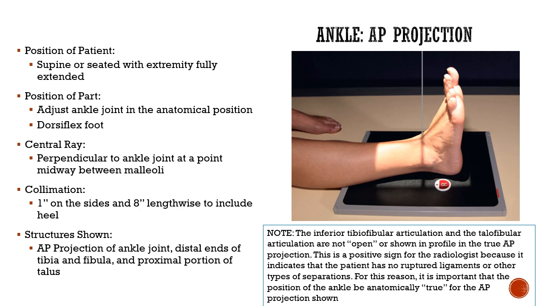And it states here, note that the inferior tibiofibular articulation and the talofibular articulation are not open or shown in profile in the true AP projection. This is a positive sign for the radiologist because it indicates the patient has no ruptured ligaments or other types of separations. For this reason, it is important that this position be anatomically true for the AP projection shown.